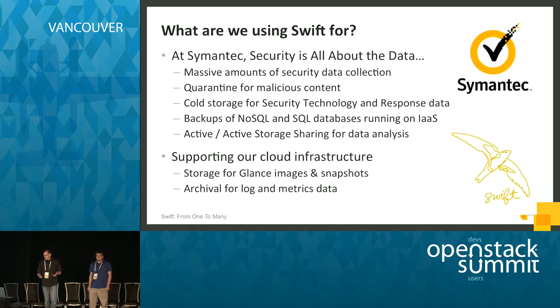So with that being said, we have this data. After we analyze the data, we also store quarantine data. So we find bad files or malicious content, and we make sure that that data is contained. Again, that data gets put back onto our object storage system. Also for security, technology, and response data, after the data is analyzed and they need cold storage to store that data, it goes back into our Swift cluster.